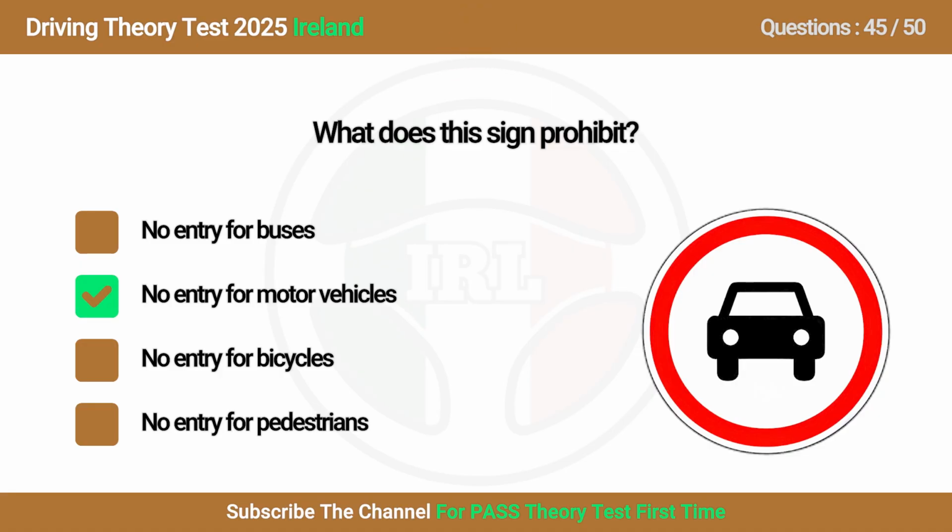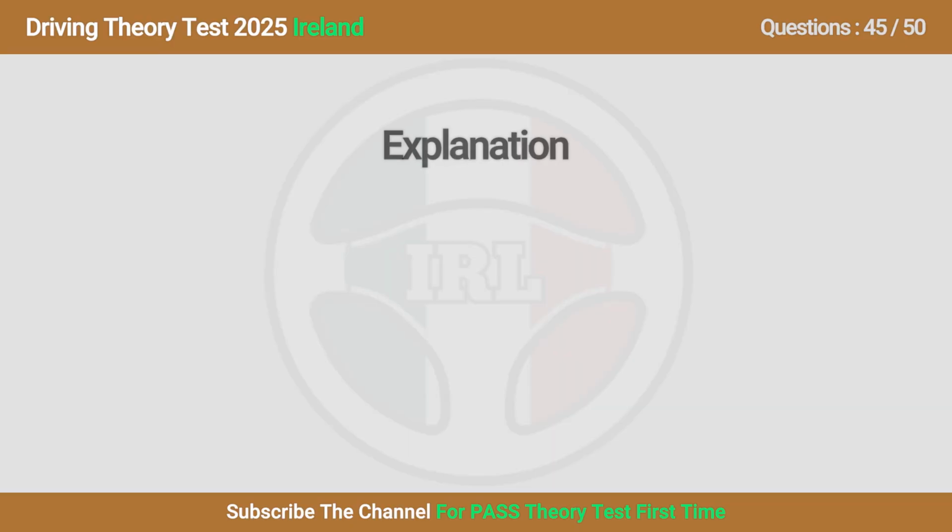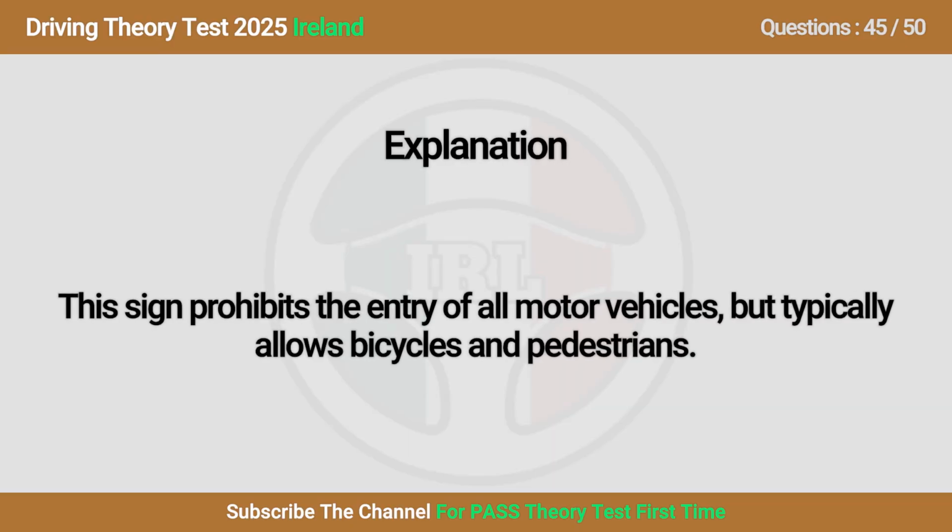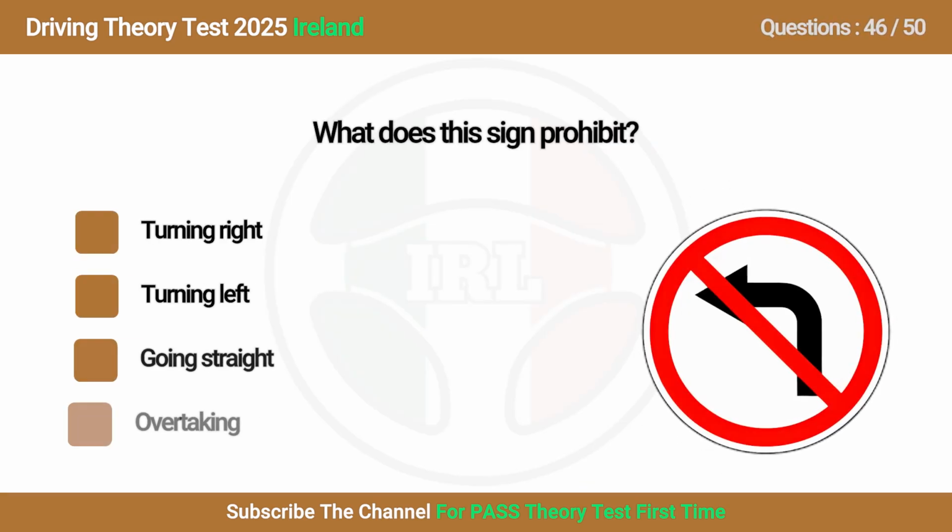Answer is B. No entry for motor vehicles. This sign prohibits the entry of all motor vehicles, but typically allows bicycles and pedestrians. Question 46. What does this sign prohibit?